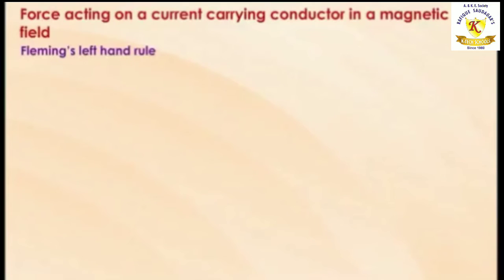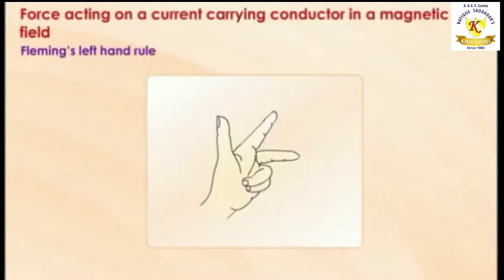Fleming's left hand rule. Now, look at the figure. Arrange the thumb, forefinger and the middle finger of your left hand mutually perpendicular to each other, as you can see here. If the forefinger indicates the direction of the magnetic field and the middle finger indicates the direction of the current, then the thumb will indicate the direction of force on the conductor.